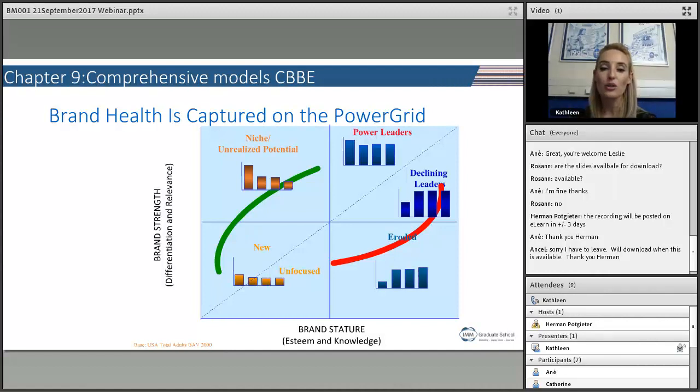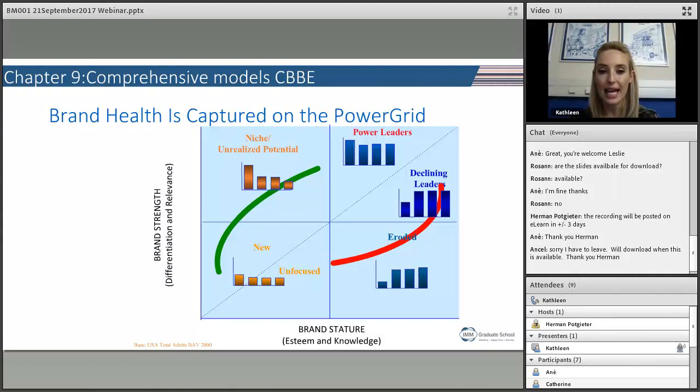Now, your placement on the power grid is based on differentiation and relevance, which is then combined under brand strength, and esteem and knowledge, which is combined under brand stature. And basically, looking at this diagram, it goes in order of differentiation is the first aspect that is considered. Then the next aspect that we consider is your relevance, and then esteem, and lastly knowledge.